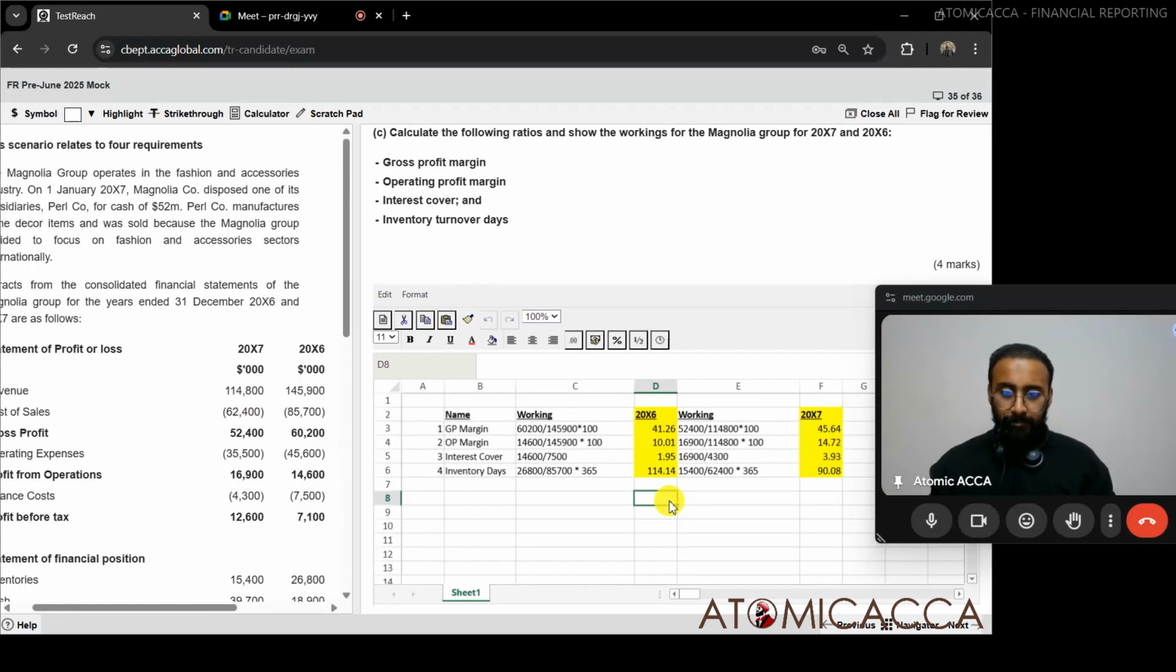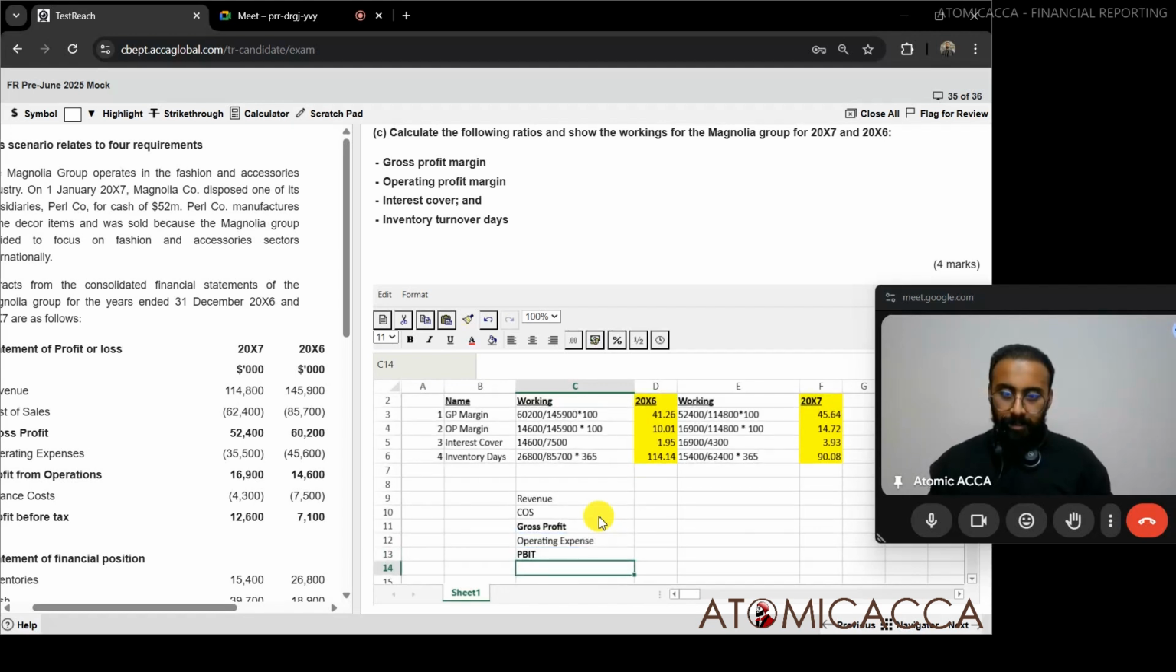20x6 over here, and we'll just write revenue, cost of sales, gross profit. Then we have operating expense. Then we have PBIT. So this much information means we have revenue, gross profit, and PBIT. Only this information about Pearl company is given.